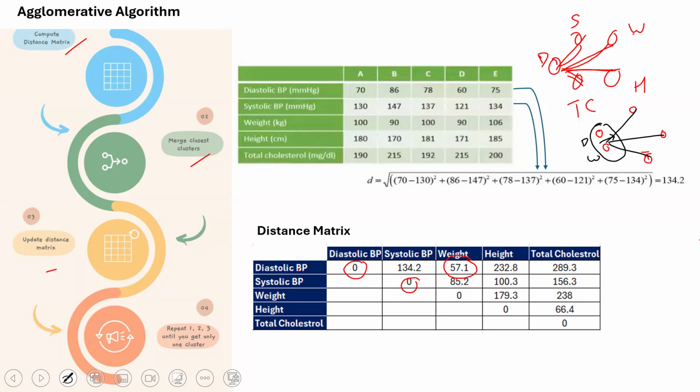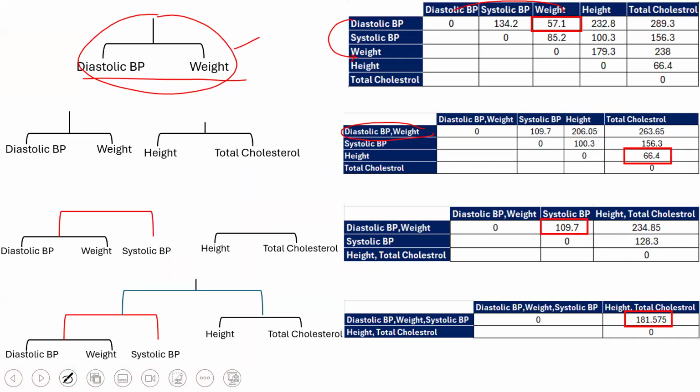So if you take this as diastolic BP and weight are merged now, and now what we have, systolic BP is there, weight is there, total cholesterol is there. So from this new cluster, diastolic BP and weight, from this cluster representative, we calculated the distance to systolic BP, weight, and total cholesterol. Okay, these distances will be new, but distance from systolic BP to weight will not change. Distance from systolic BP to total cholesterol will not change because these points haven't changed, right? Those remain the same.